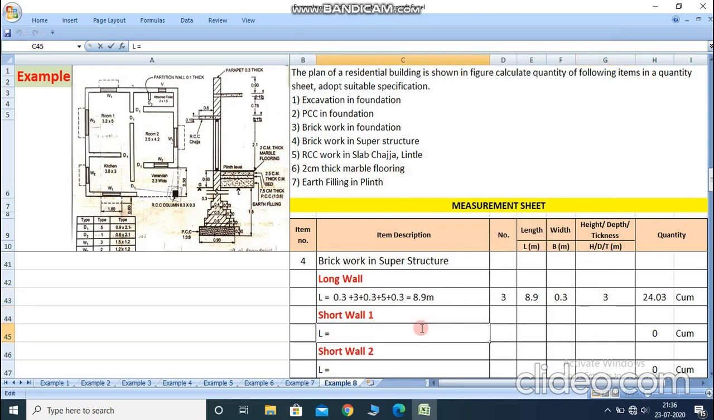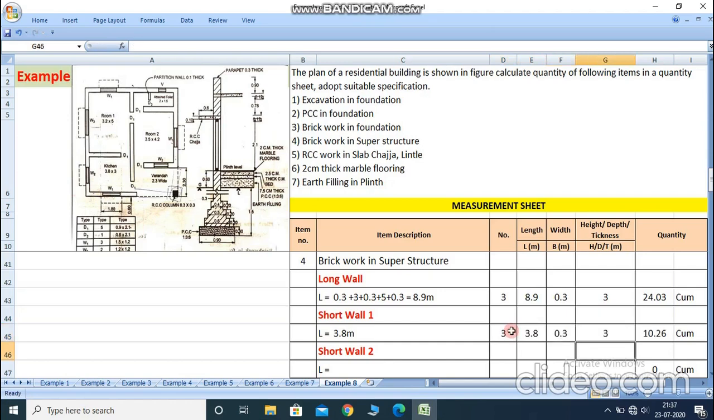Now we calculate short wall 1 length. The square part is already calculated in the long wall, and this part is also already calculated in the long wall too. So we calculate only the inner to inner part. So here 3.8 meter is the length of the wall. So here simply 3.8. Then after, the number of short wall 1 is 3. Right here 3.8 meter. Width of the wall is 0.3.